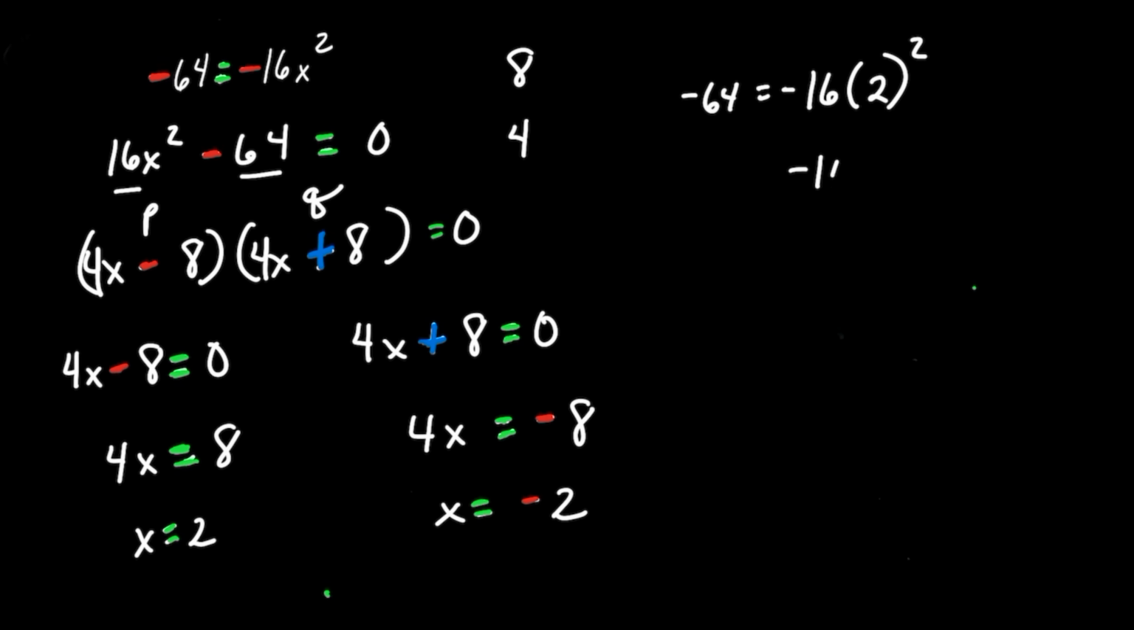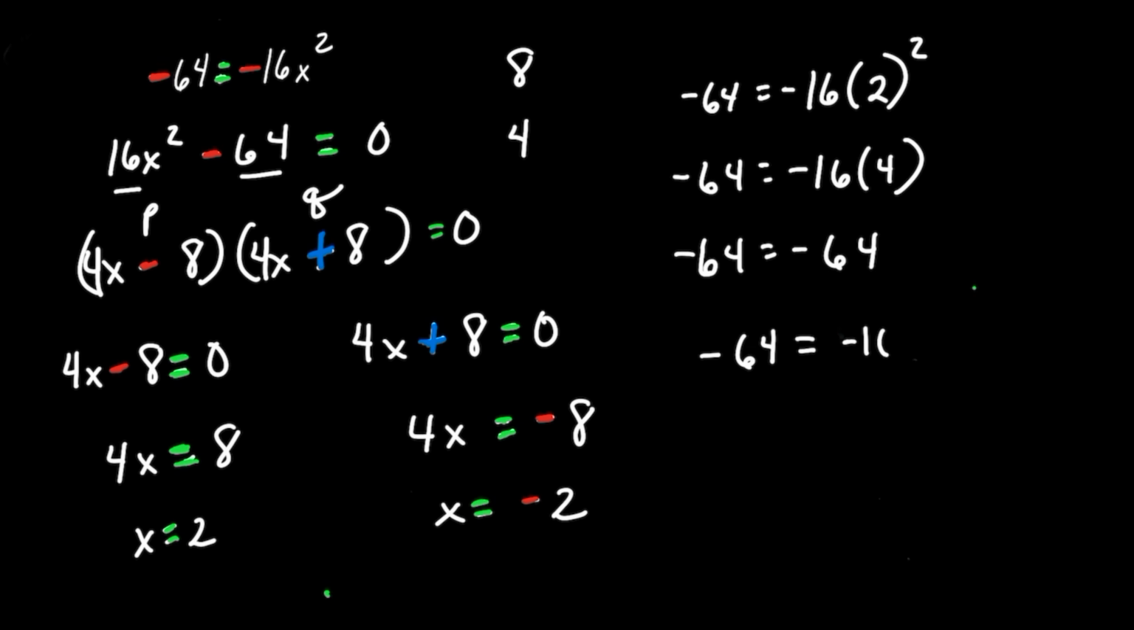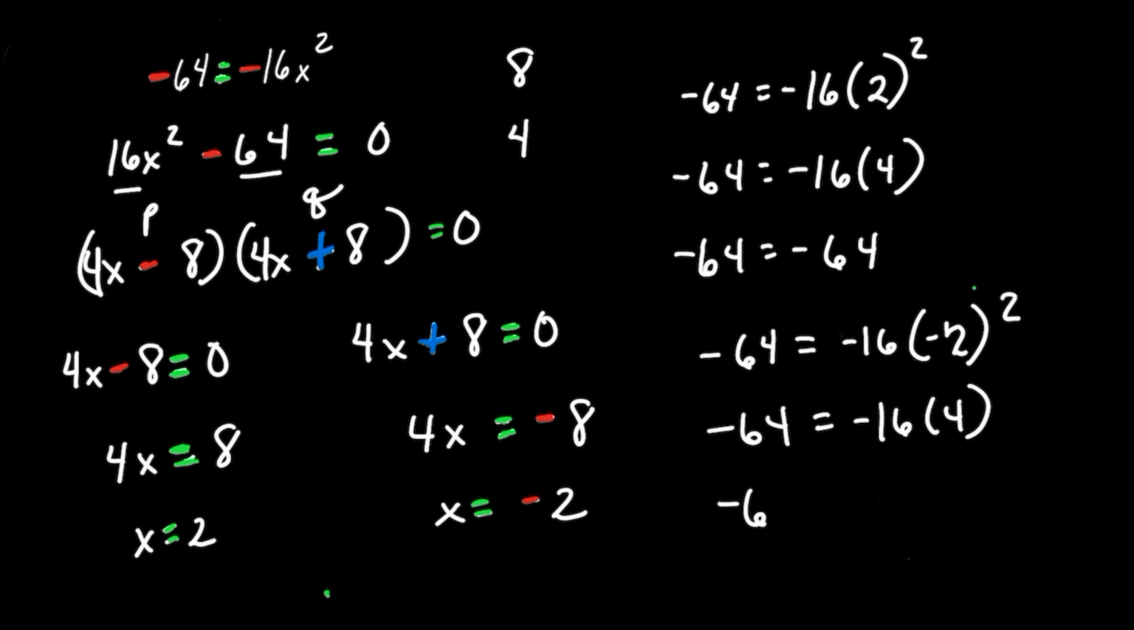So when we plug 2 in, we get negative 16 times 4, and then negative 64 on the other side. And as we continue to solve that right side, we see that negative 64 equals negative 64. So that is true. Now we're going to plug in negative 2: negative 64 equals negative 16 times negative 2 squared. But just like 2 squared, negative 2 squared is going to be 4. So it's essentially going to be the same thing from here on out, and negative 64 equals negative 64.